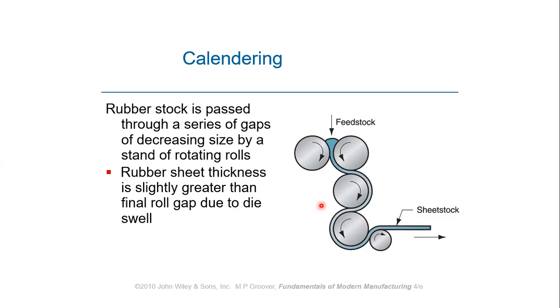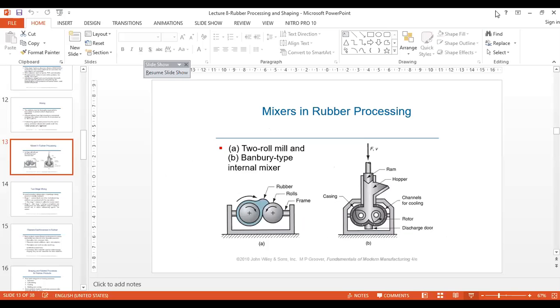Okay, the rubber sheet thickness is slightly greater than. Just give me a second. All right, for let's go to the calendering.